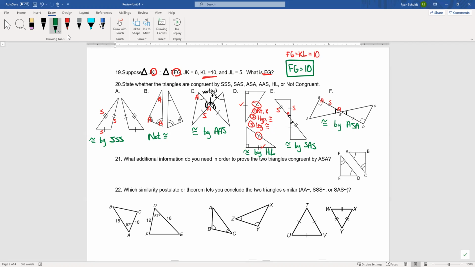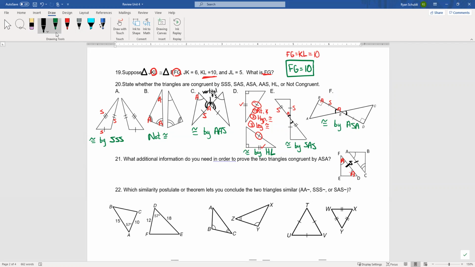Okay, 21. What additional information do you need in order to prove the 2 triangles congruent by ASA? Let's see. I want to use ASA. So I know I have two angles here. Where does my side have to be if it's ASA? Angle, side, angle. It has to be the one that's sandwiched in between. That's got to be my S.